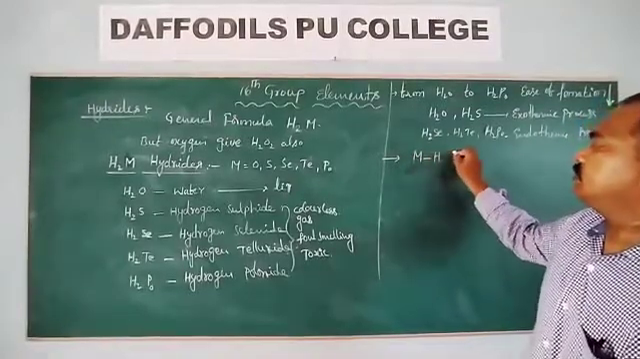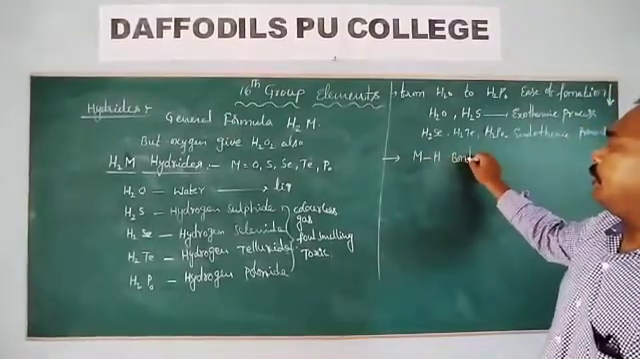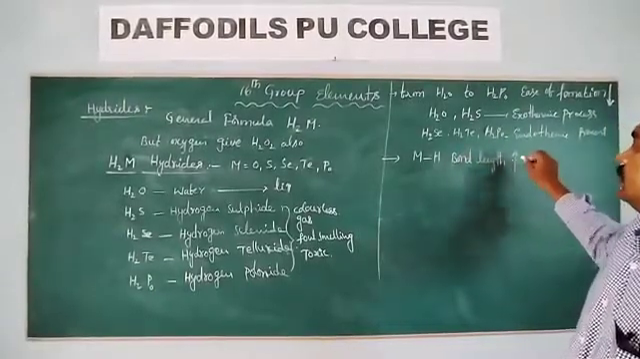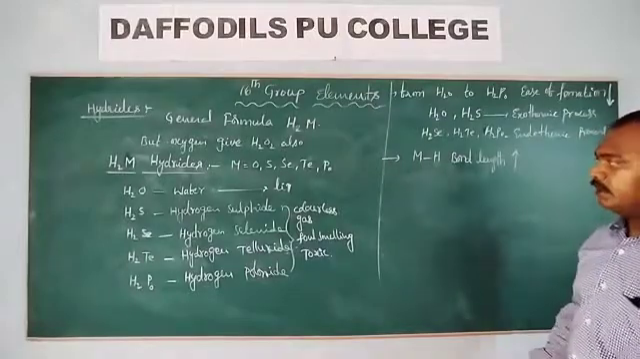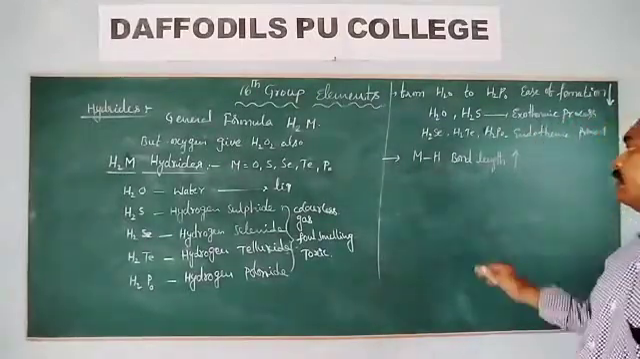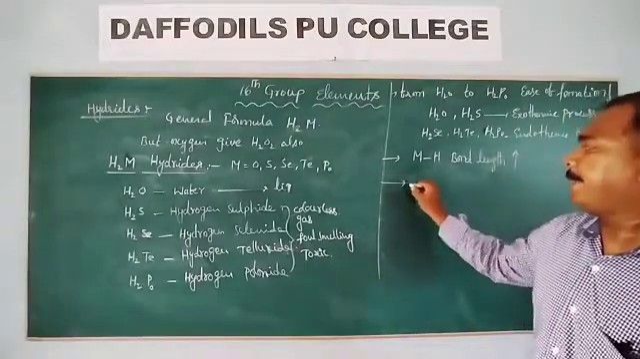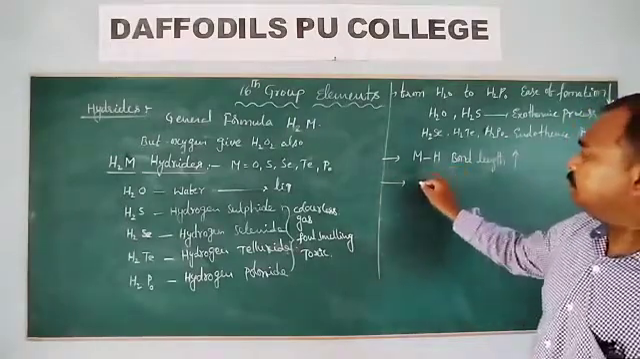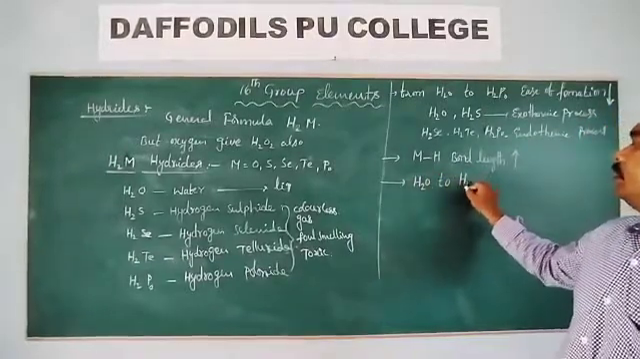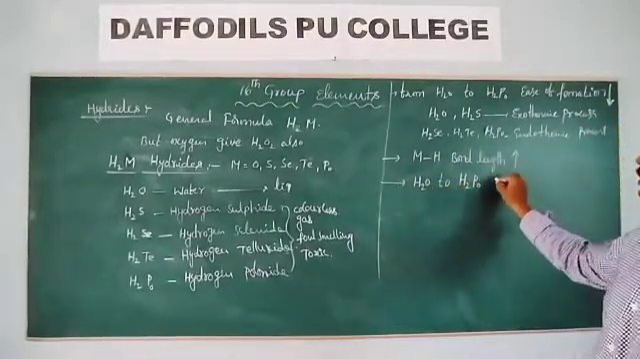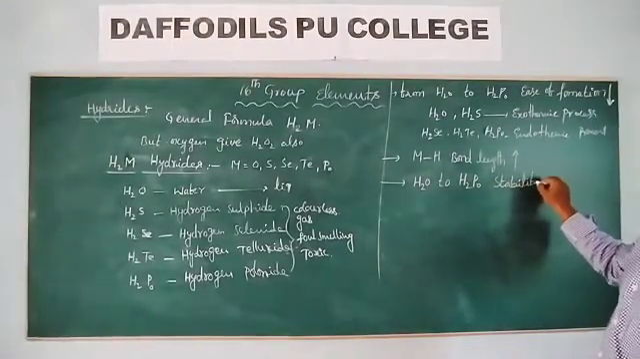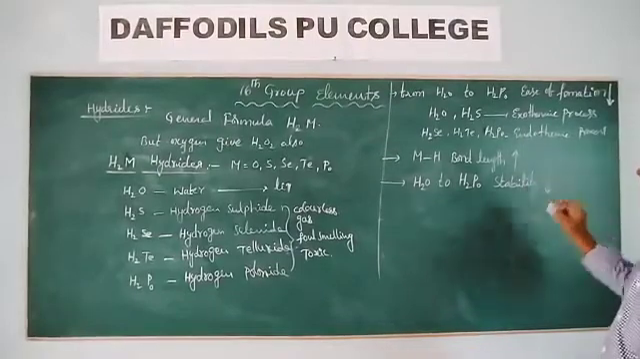M-H bond length increases. When bond length increases, stability decreases. From H2O to H2Po, stability decreases. Thermal stability decreases.